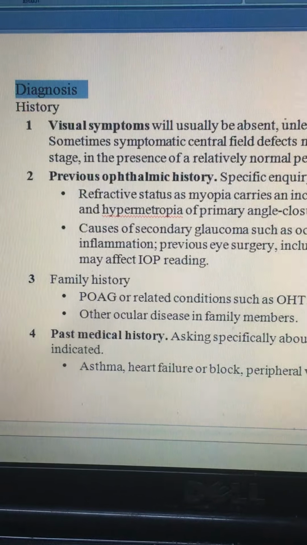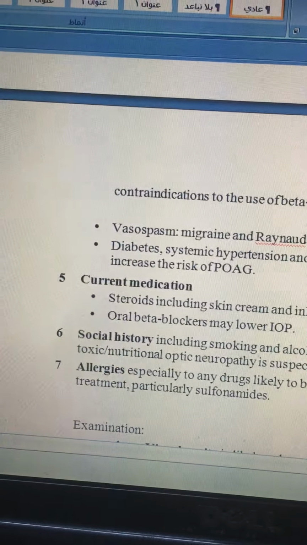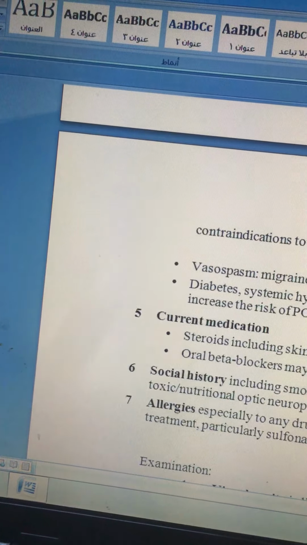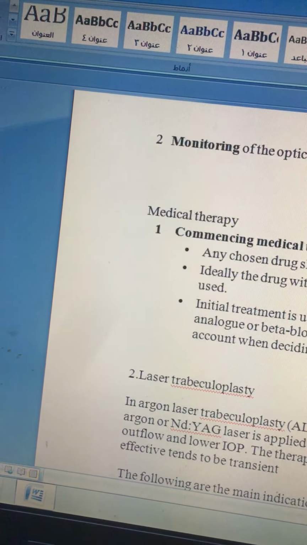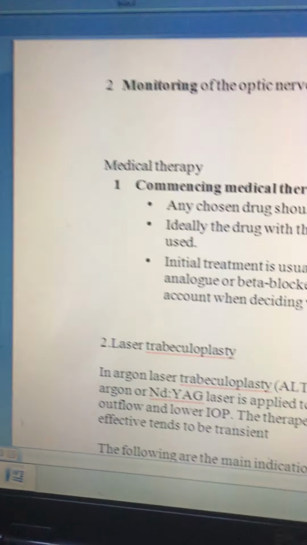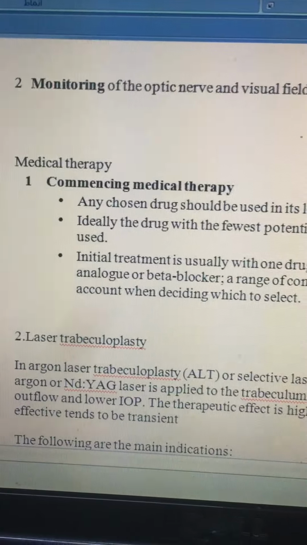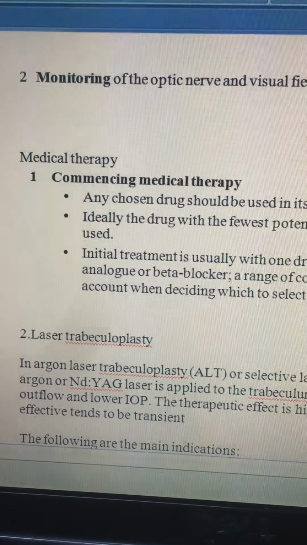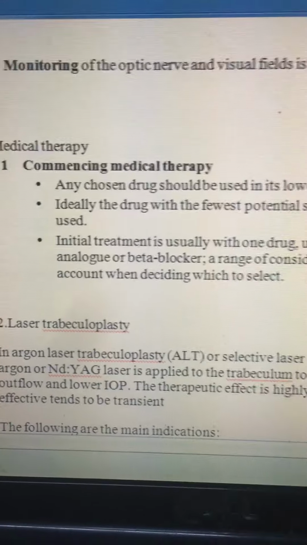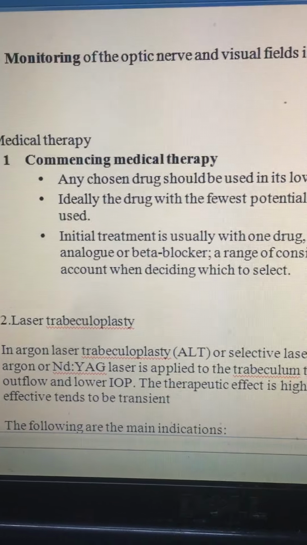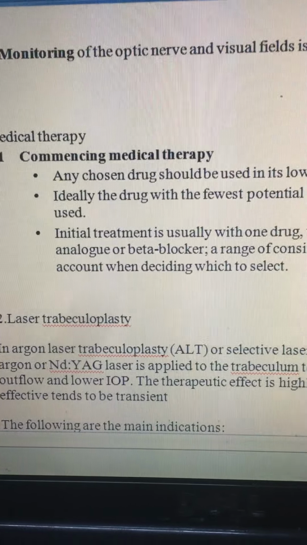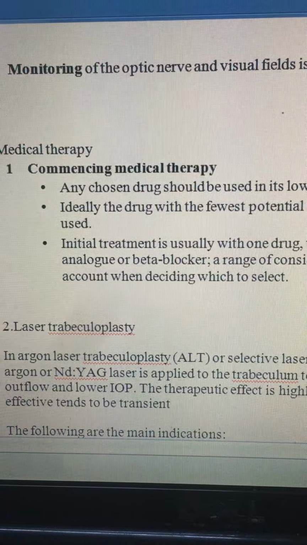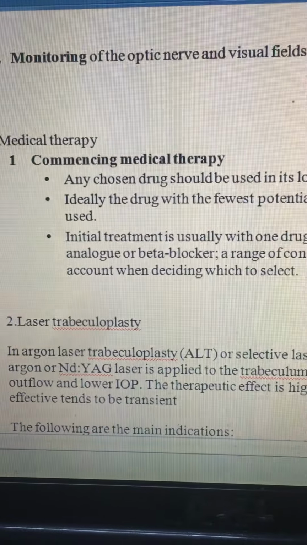Treatment of glaucoma involves medical treatment, then laser treatment, and also surgical treatment. In medical treatment, we choose the agent according to the patient's clinical condition. We start with a single agent and then measure intraocular pressure, and then couple with another one or even triple treatment.